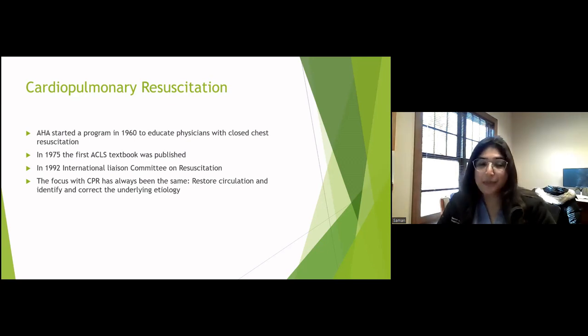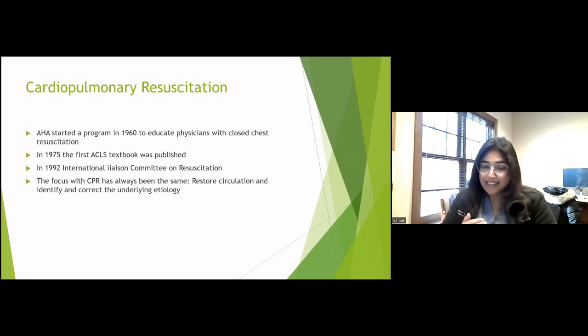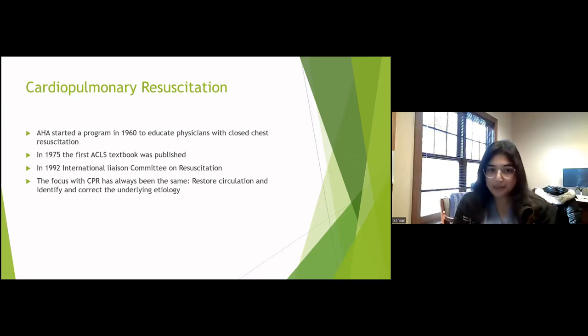However, despite all the strides that we've made, the focus with CPR has always been the same. The point is to restore circulation and identify and correct the underlying etiology. And it sounds like a simple process, but it's not, because cardiac arrest is a dynamic process. It requires team-based care and multiple systems working together to optimize patient outcomes. And while we have good data about how effective it is, there are some side effects, if you will, to it.